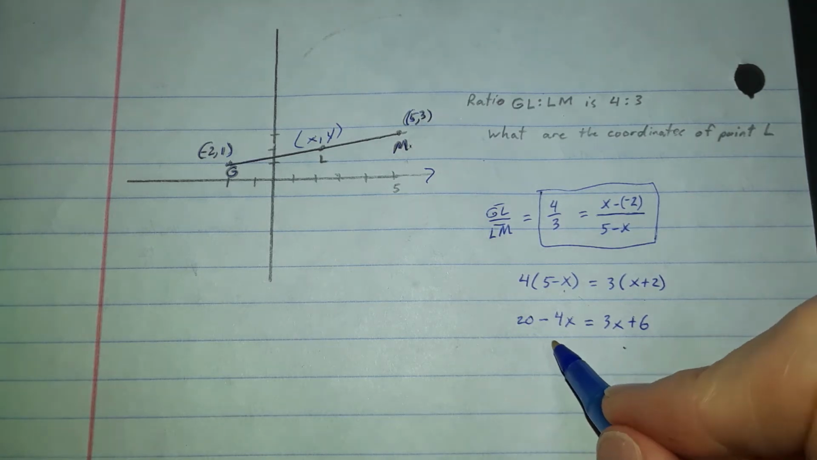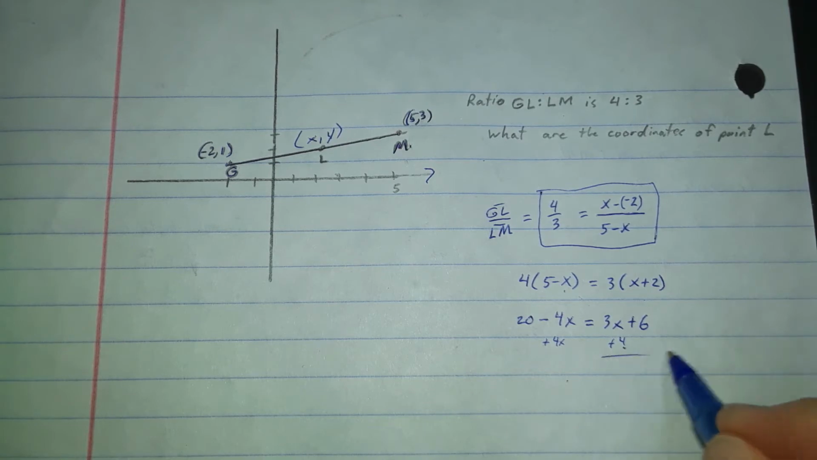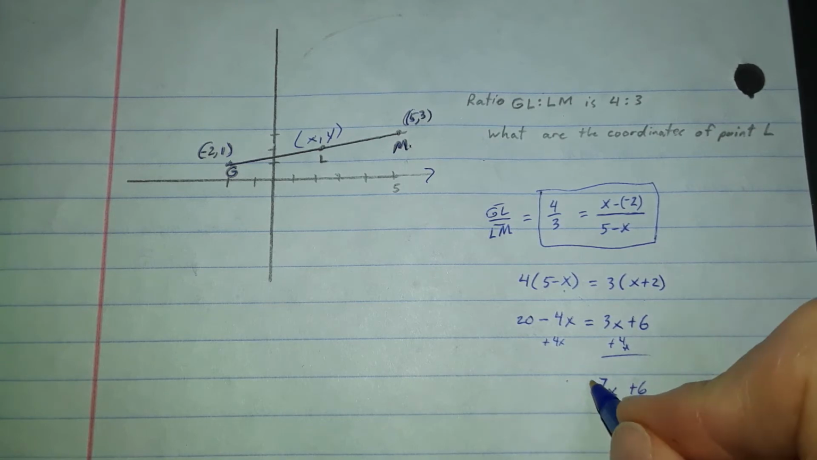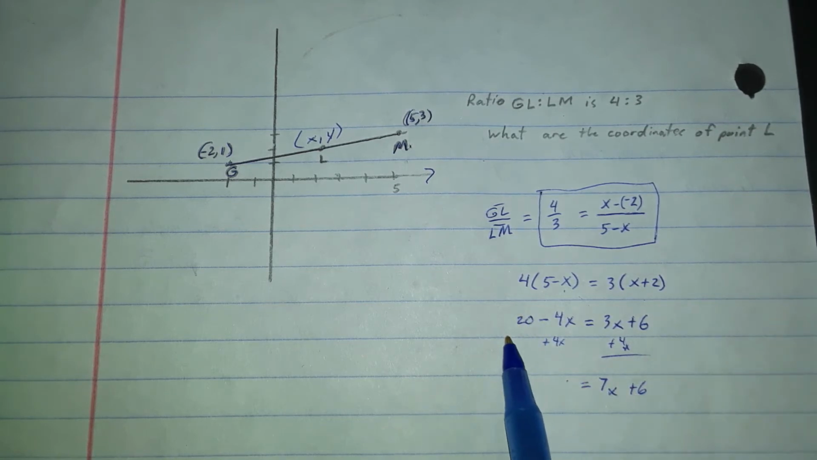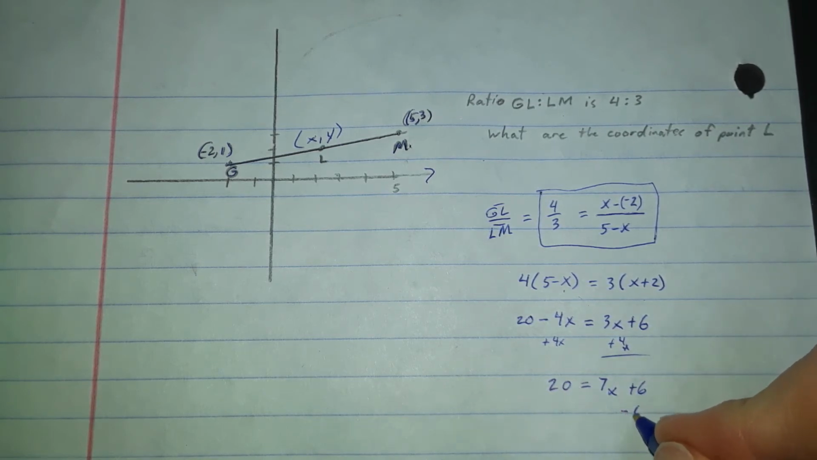So I'm going to add 4x to both sides here, and when I add my columns I get 7x plus 6 here. Over on this side I'm going to have 20 plus 0, so we're just going to write 20 here. I'm going to subtract 6 on both sides here. So I'm going to end up with 14 equals 7x.